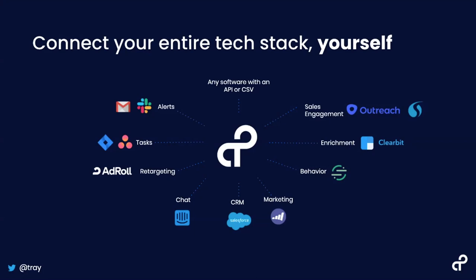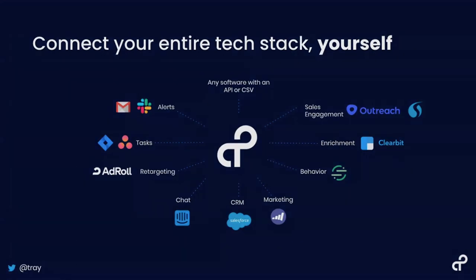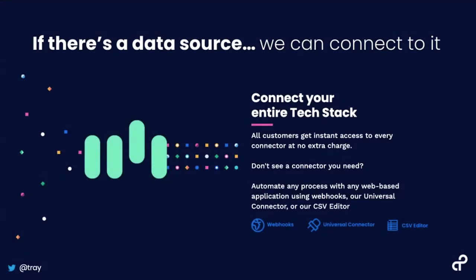We can connect any software with an API. This could be alerts in Slack, tasks in Asana, chats in Intercom, CRM software like Salesforce, marketing automation tools, and more. We have over 400 connectors in our library, and this is growing every day. Even if we don't have a pre-built connector in our library, we have our universal connector that allows you to connect to a web-based application.